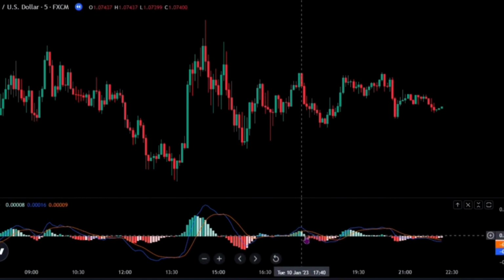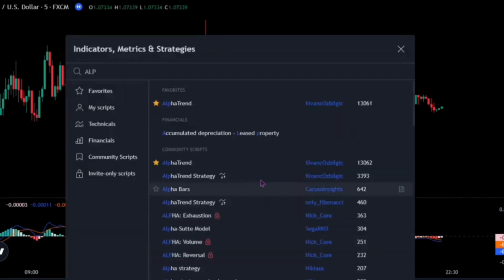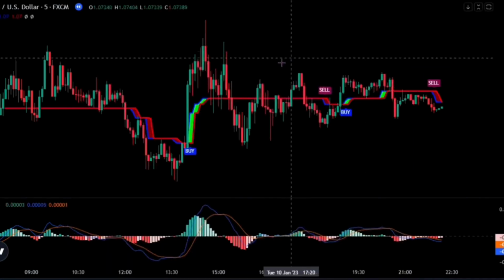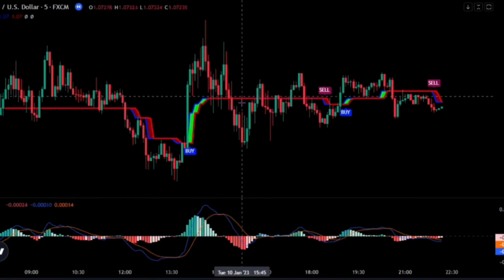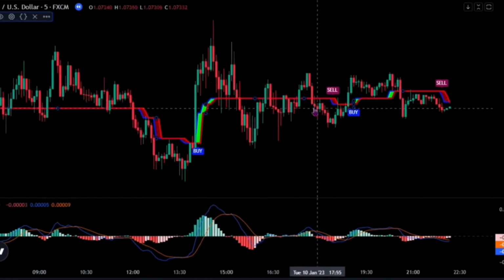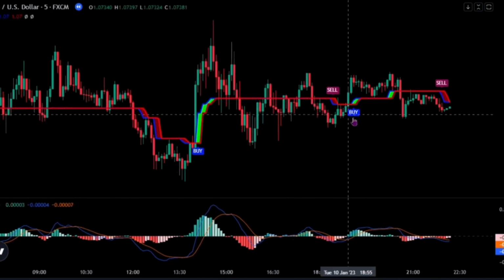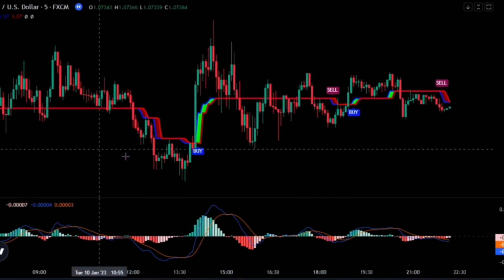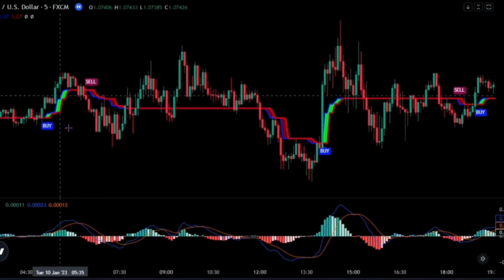Next, we're going to add the Alpha Trend Indicator, developed by Kivanc Ozbilgic. This indicator is going to help us minimize stop losses and overcome sideways market conditions. It also provides accurate buy or sell signals during trending markets, making it an essential part of our strategy.